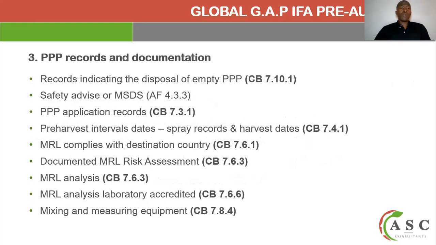All right, so let's move on and look at the requirements for plant protection product records and documentation. So these are the records and documentation that are required for chemicals. It's very important that records indicating the disposal of empty chemicals must be readily available.